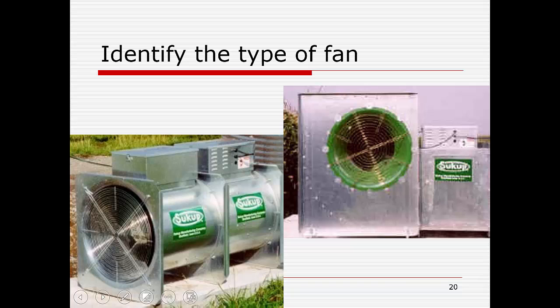Maybe let's go one more time. Can you identify the type of the fan? This is a centrifugal fan. The air is going into the center and then it's coming around. Whereas this is the axial fan that goes along. So the left side is axial, the right side is the centrifugal fan. So let's stop this.